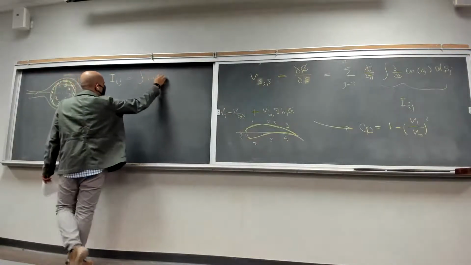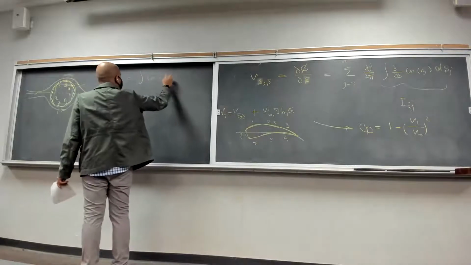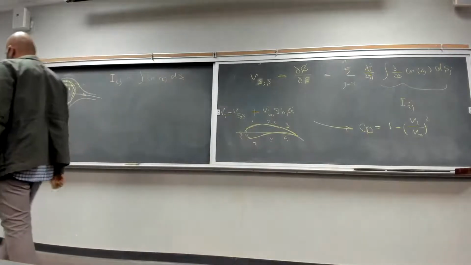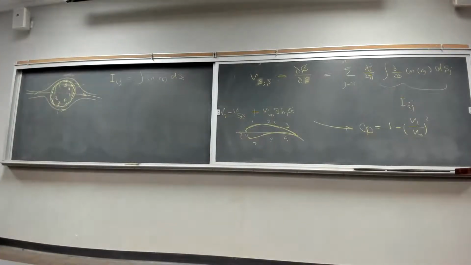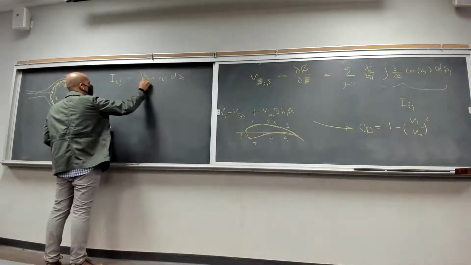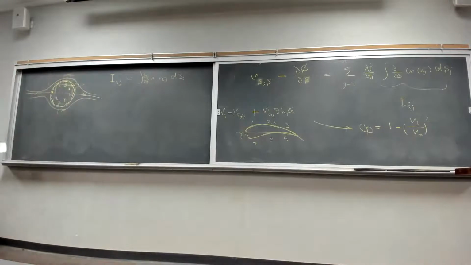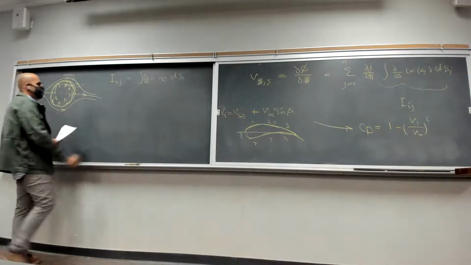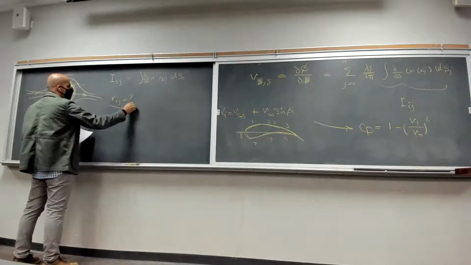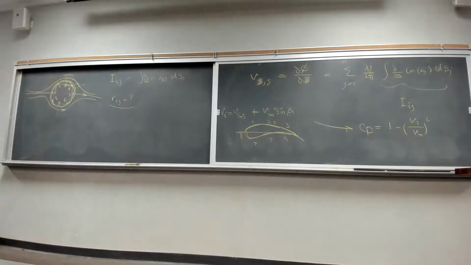Integral of natural log of r ij ds j. And I'm sorry, I forgot about the partial derivative, partial n. That's the first step. What you want to address here first is what is R of ij. Okay.